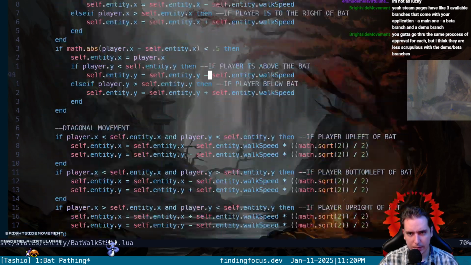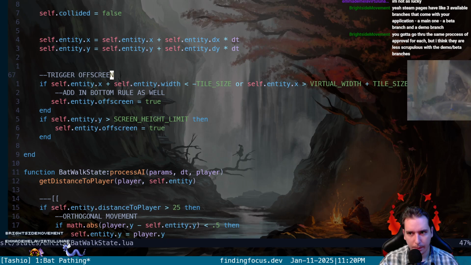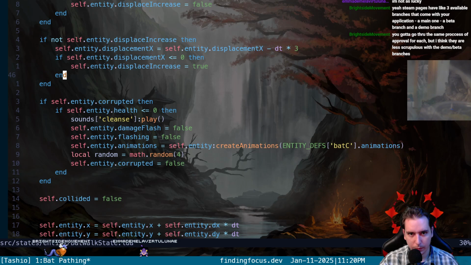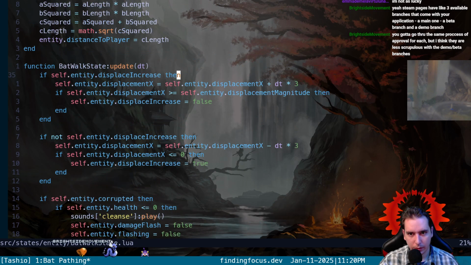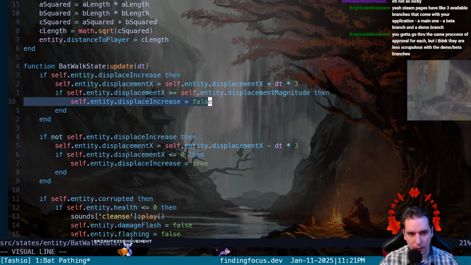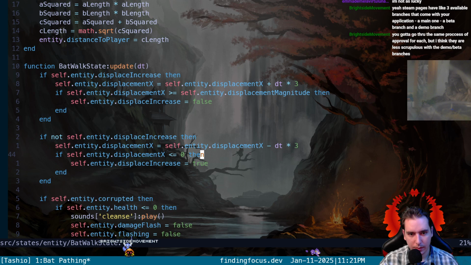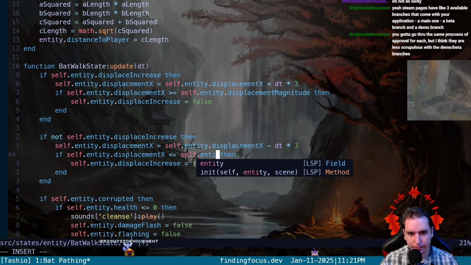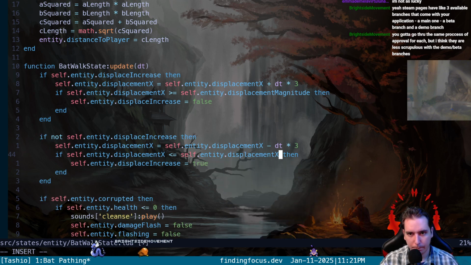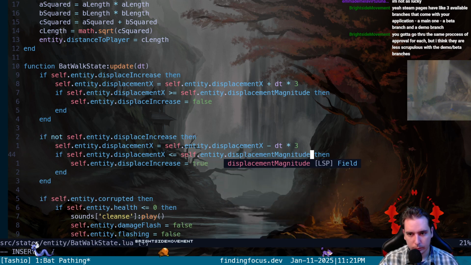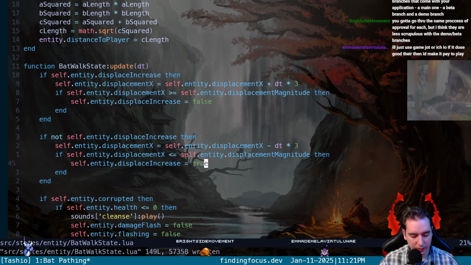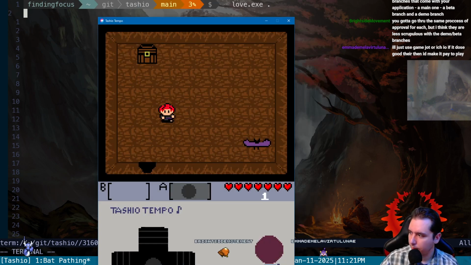Okay, so we want this displacement X to not just be 0 to the magnitude and back down to 0. We want it to go to negative, right? So once we become decreasing, then we're going to subtract the displacement, and once we get to the negative displacement, that's when we want to flip back to positive. And then we increase. Okay, so let's check out the wiggle on the X.